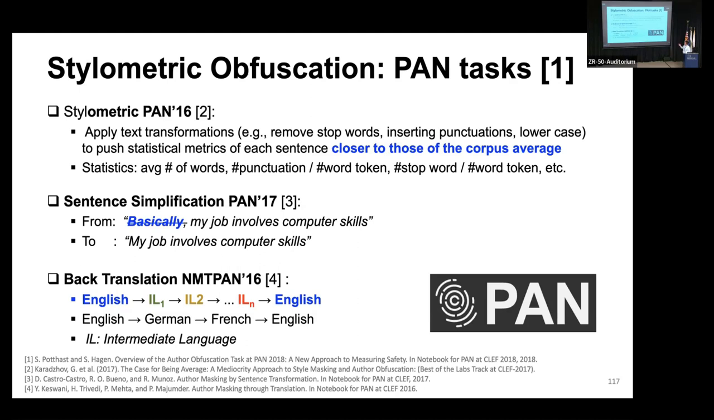The last technique is interesting. We call it back translation. So back translation means from the original language, for example, English, we can first translate the text into other languages, for example, German and French, and then we translate back to English. So if you can imagine, this is similar to paraphrasing the original text. And these techniques also can help us preserve the original meanings and can be used as an obfuscation technique as well.